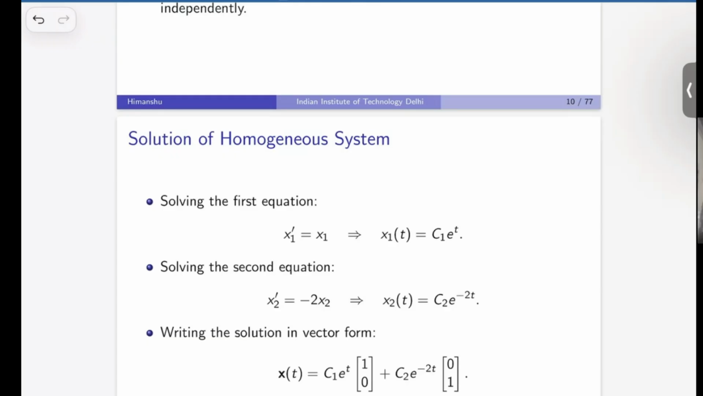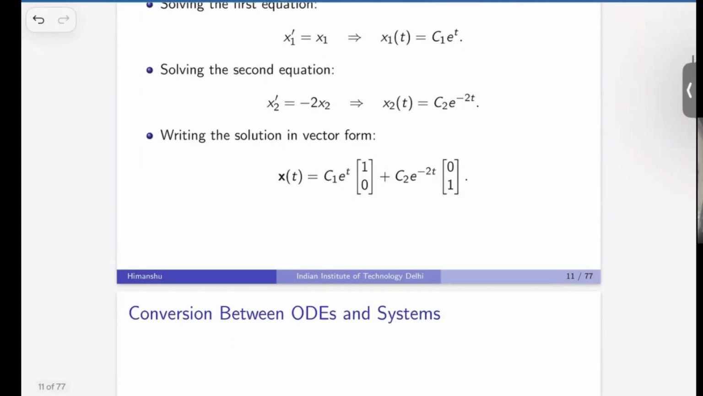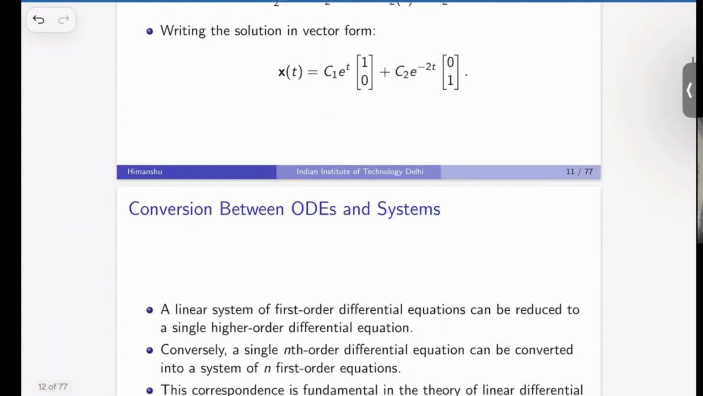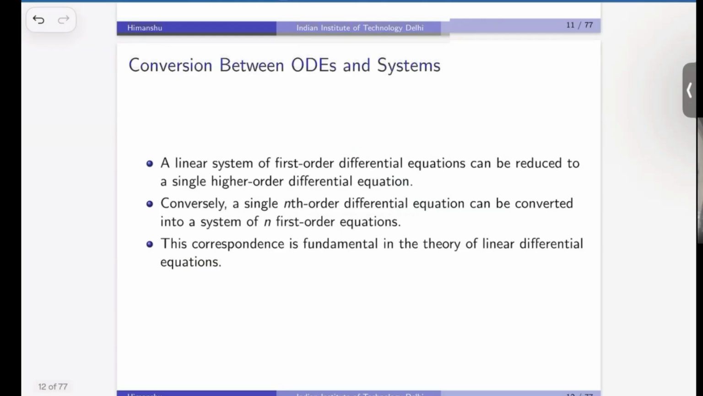But not always can we solve it like this. So we have other methods as well that we will see in the upcoming slides. There is one more thing that is common: you can change any differential equation into a system of differential equations and vice versa as well. So let's see how we can do that.